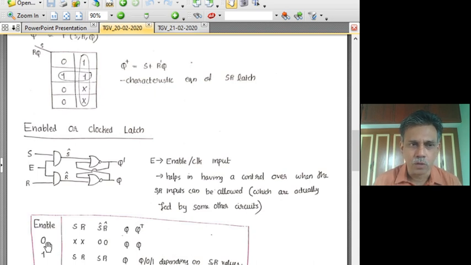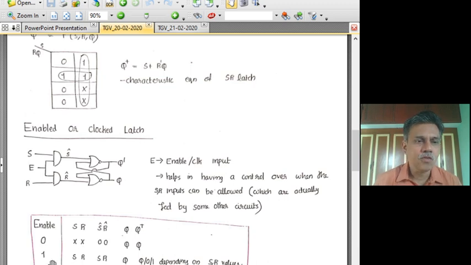When enable is 0, whatever may be the value of S and R, which we denote as XX because they are don't care, S cap and R cap are 0 0, and we know what happens. Whatever Q is, Q plus is the same as Q. It is a no change condition. S and R can take 4 possible values, and for all these combinations this holds good. That is why these 4 rows can be conveniently written as a single row as XX. So we have written the truth table in a more compact manner.